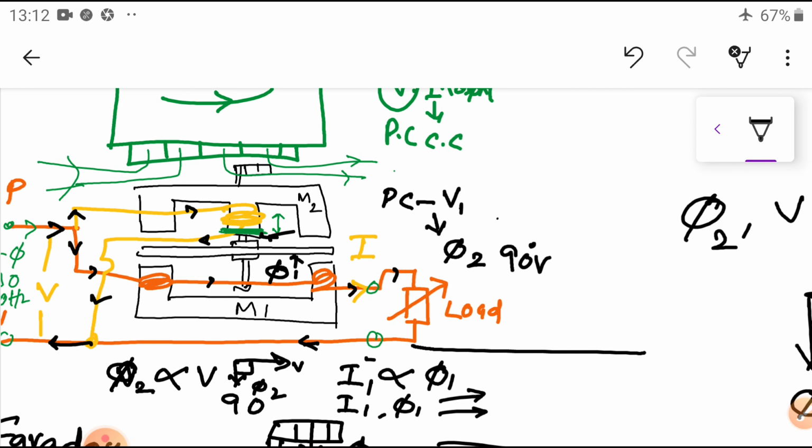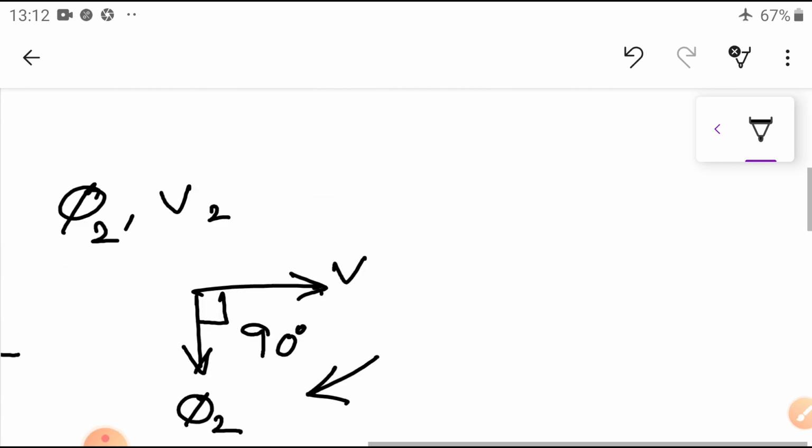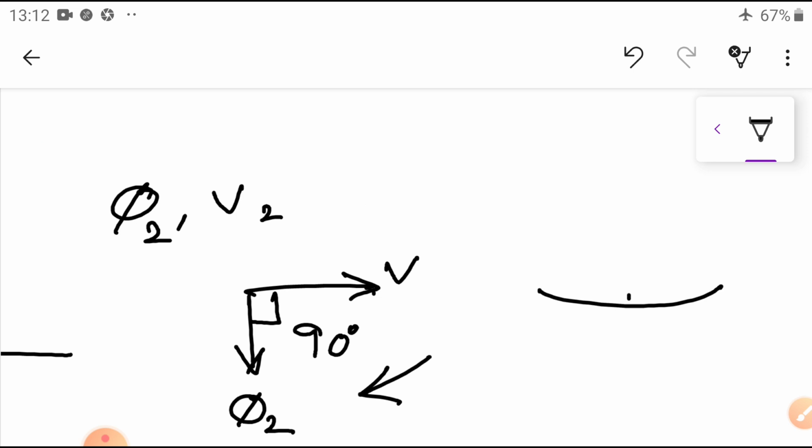At the same time, while the disc is moving, what happens? The disc is placed on a common spindle. Then what will happen?